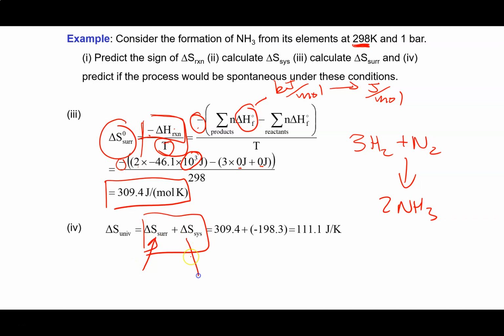Now I'm going to just add these together, the delta S of the surroundings, which I just calculated, plus delta S of the system, which I calculated in the previous section, part 2 of the problem. Adding these 2 together gives me delta S of the universe. This is why you have to make sure that they have the same units, which they do. And now what do I get? I get a positive number, right? So delta S of the universe is positive.